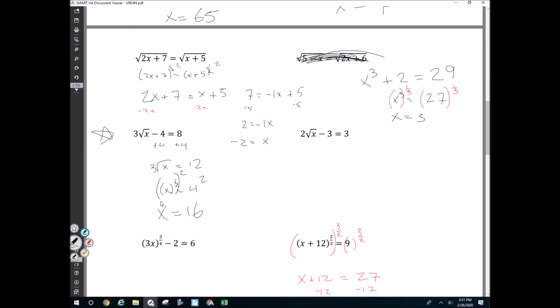Do the one on the right. 2 root x minus 3 equals 3.